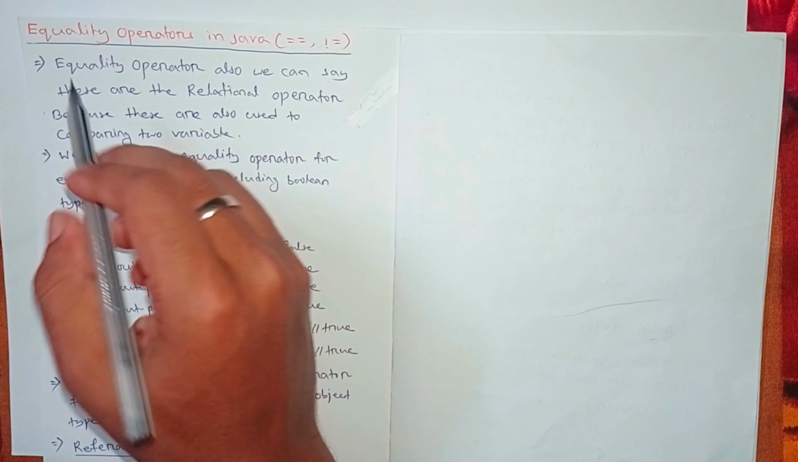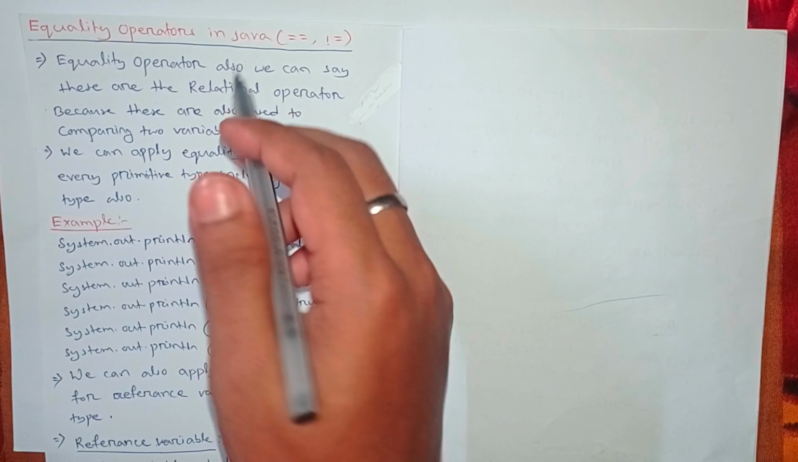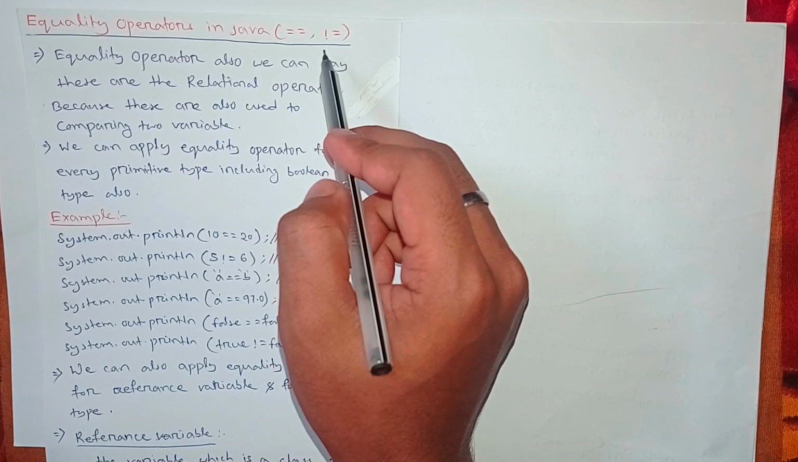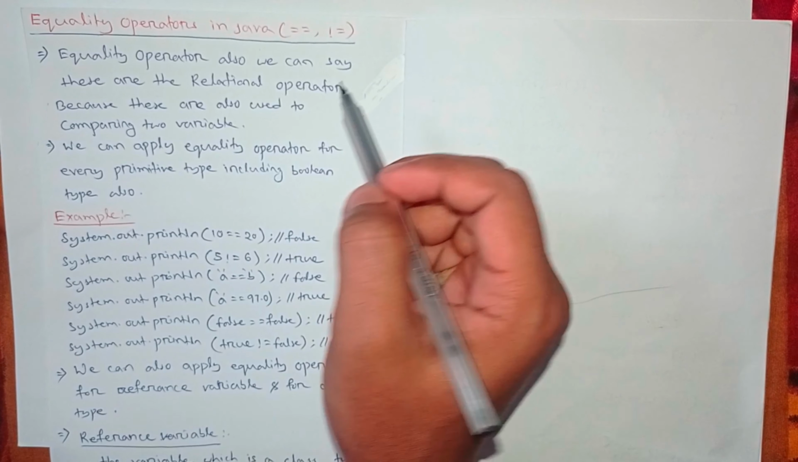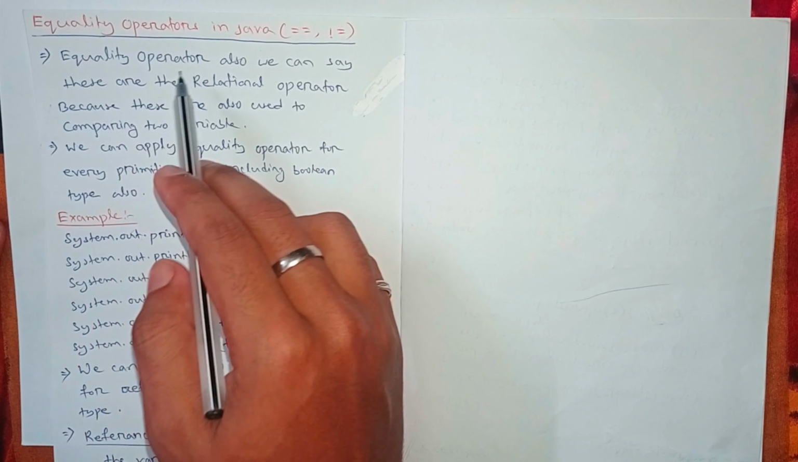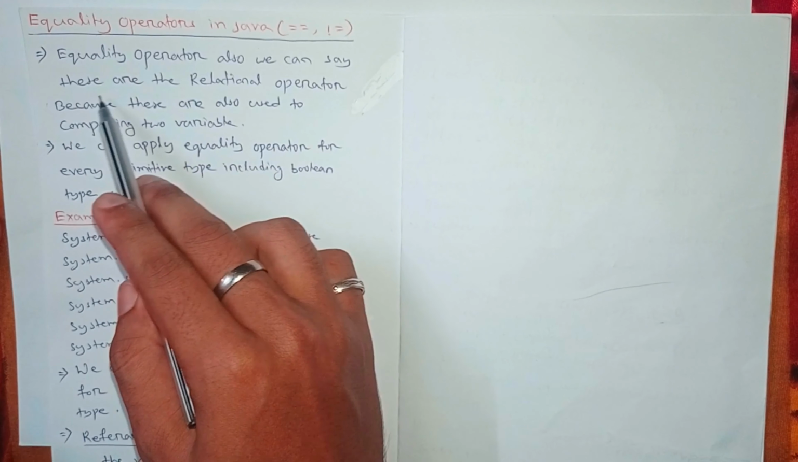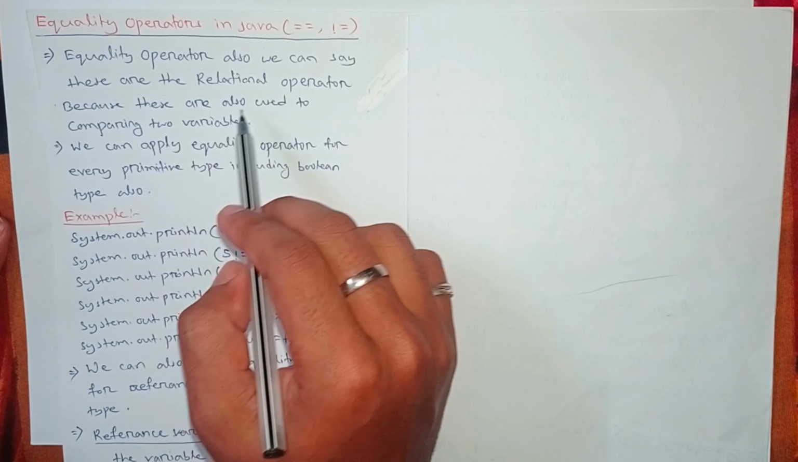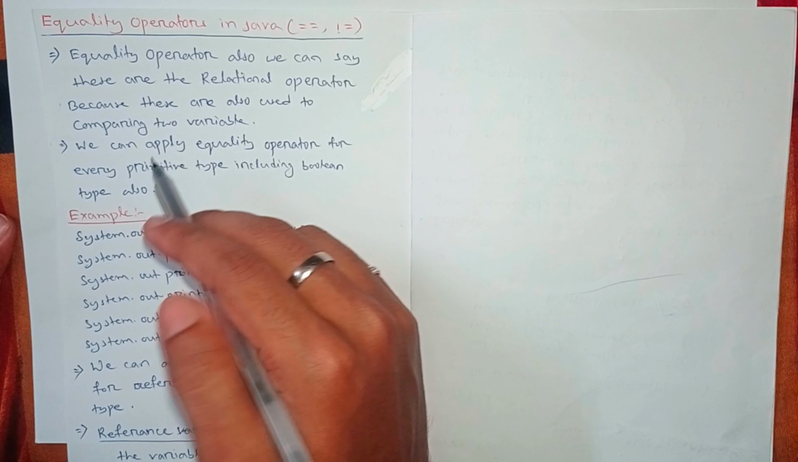Today our topic is equality operator in Java. So what are the equality operators? These are equal to and not equal to. Equality operators can also be called relational operators, because these are also used for comparing two variables.